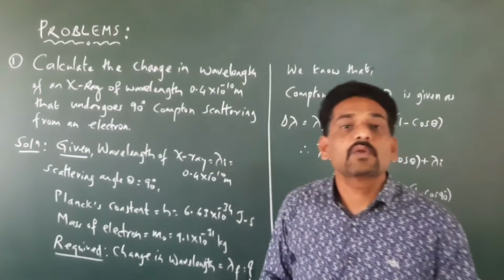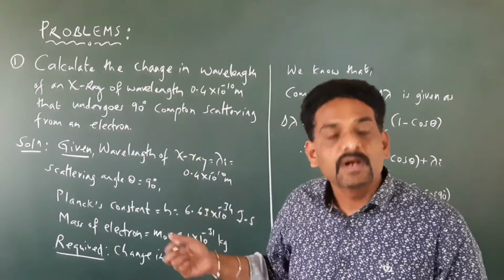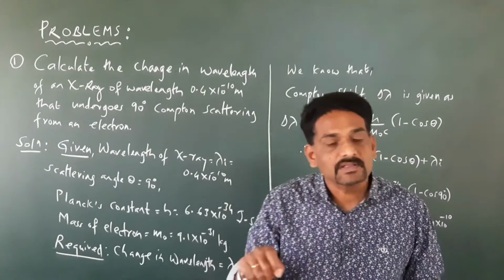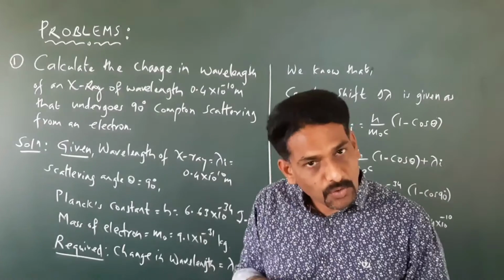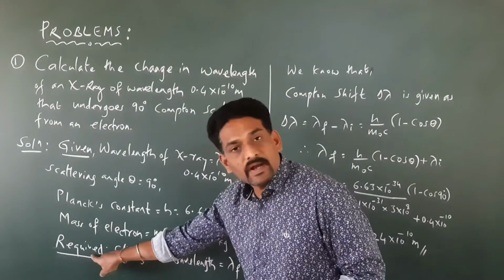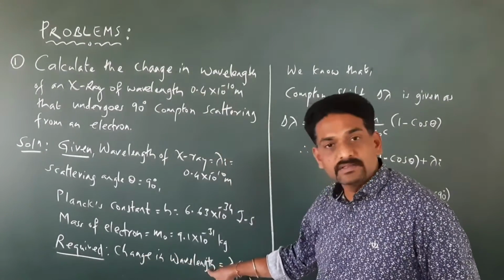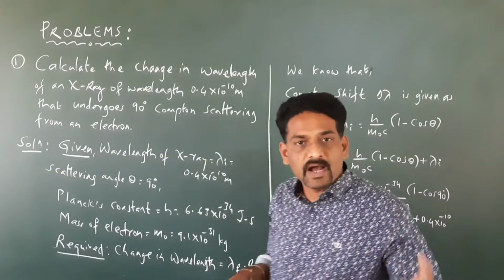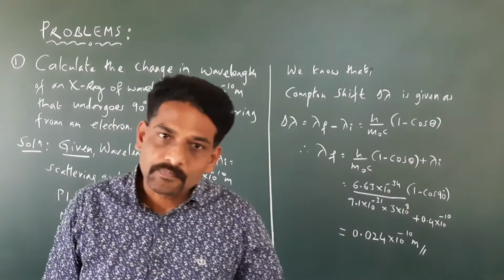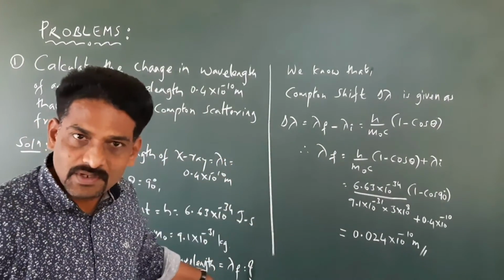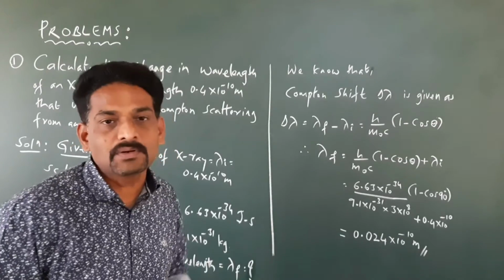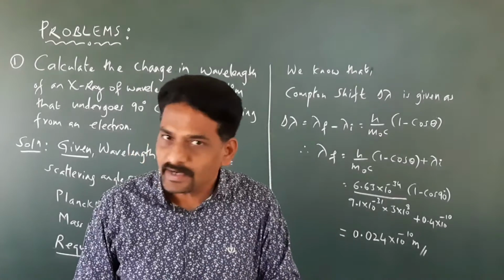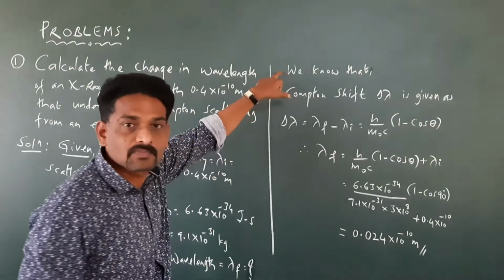Then what is required, or what are we supposed to calculate in this problem? We are supposed to calculate the value of lambda f, that is the wavelength of the scattered photon. So they have given the value of lambda i, the value of theta, and the values of two constants, Planck's constant and mass of the electron, and we are supposed to calculate lambda f. So what is the solution?